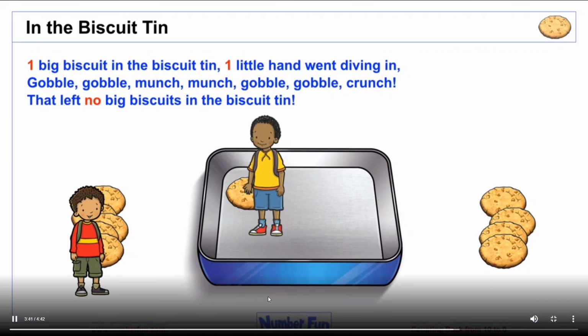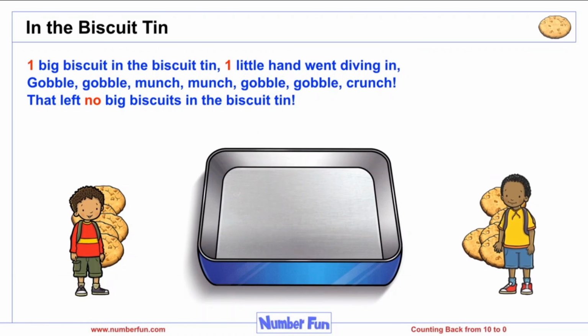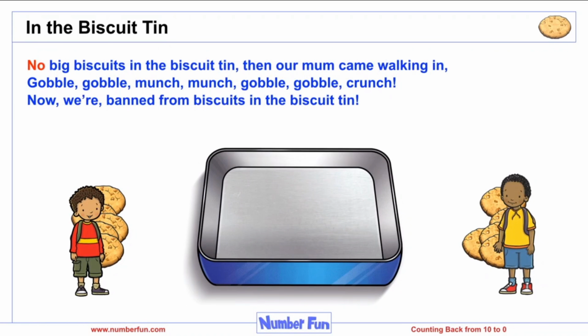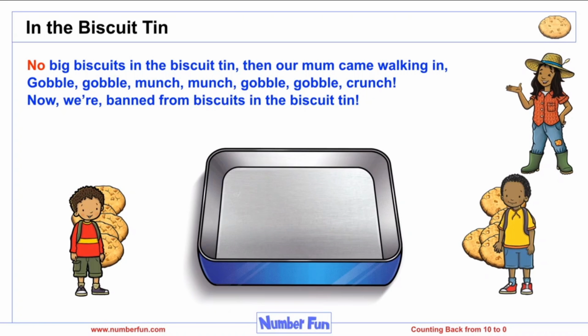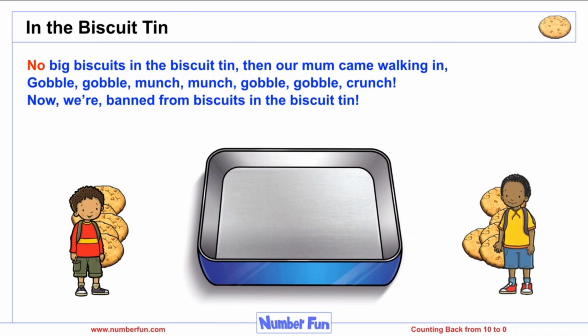Went diving in, gobble, gobble, munch, munch, gobble, gobble, crunch. That left no big biscuits in the biscuit tin. There's none left. Gav, I've had 1 or 2 or a few. How many have you had? 1 or 2. No big biscuits in the biscuit tin. Then our mum came walking in. Gobble, gobble, munch, munch, gobble, gobble, crunch. Now we're banned from biscuits in the biscuit tin. Oh no! Now we're banned from the biscuit tin.